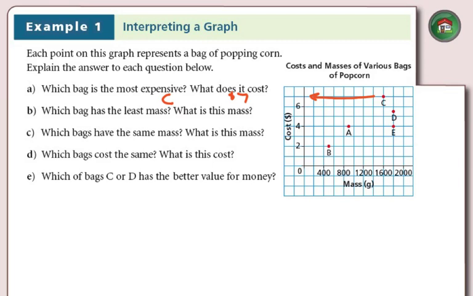B, which bag has the least mass? So mass is on the x-axis. We're looking for the furthest left. That would be B. What's the mass? Well, B lines up directly in the middle between two ticks. So now we have a little bit of extra thinking to do. Every second tick is worth 400. So every tick would be worth 200, meaning that this point here would be at 600, and since B is directly between 400 and 600, B would have a mass of 500 grams.